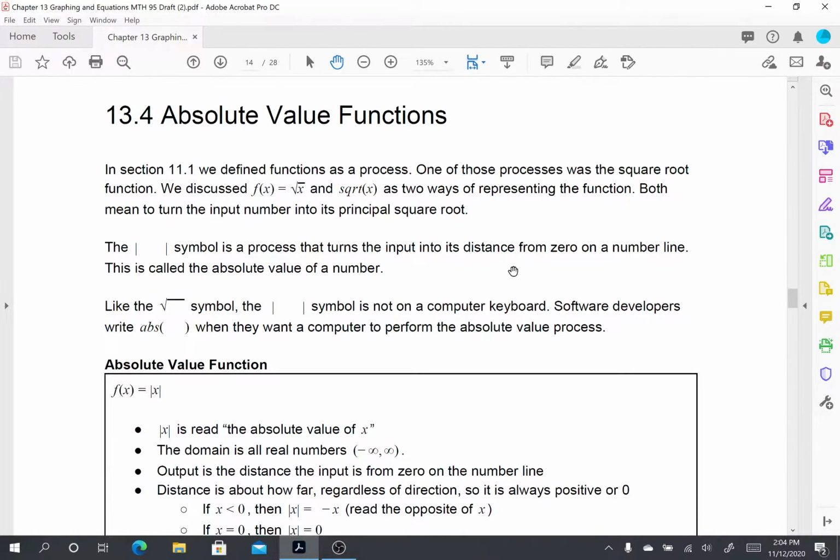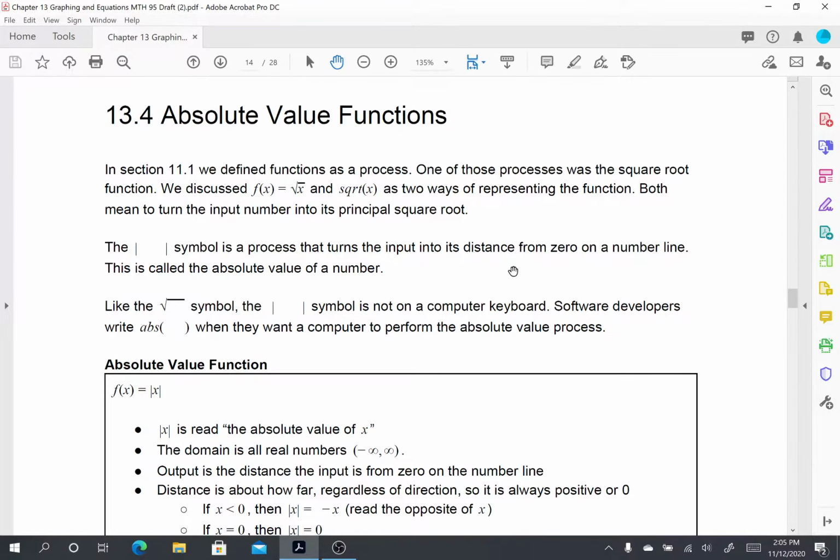13.4 Absolute value functions. In section 11.1, we defined functions as a process. One of those processes was the square root function. We discussed f of x equals the square root of x and square root x as two ways of representing the function. Both mean to turn the input number into its principal square root. The absolute value symbol, with those double bars, is a process that turns the input into its distance from 0 on a number line.